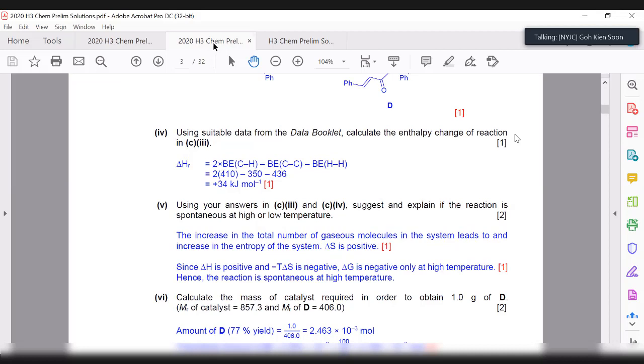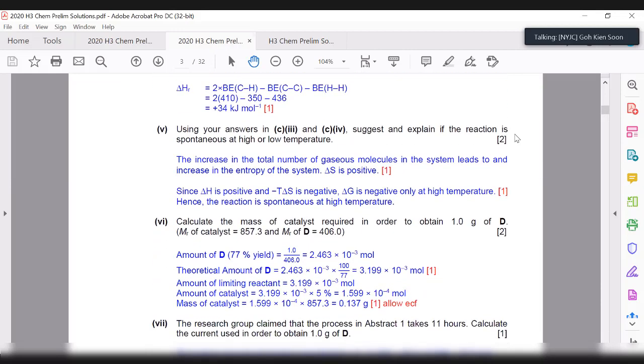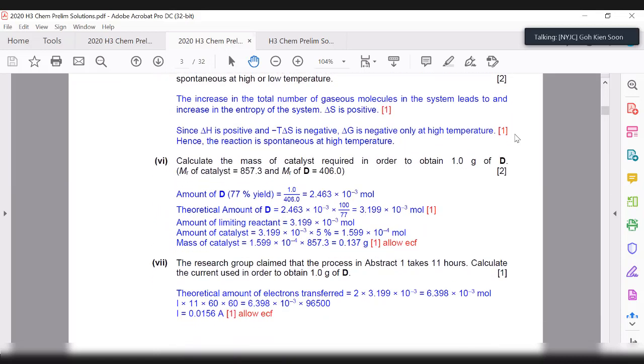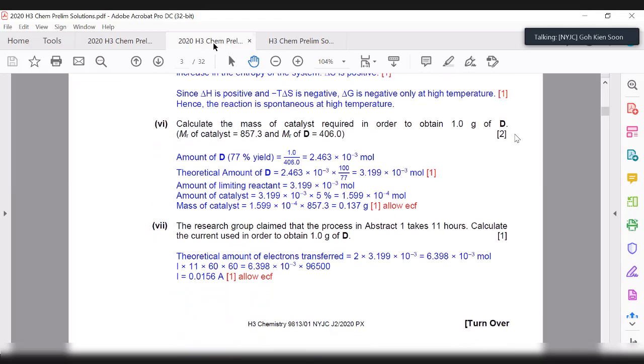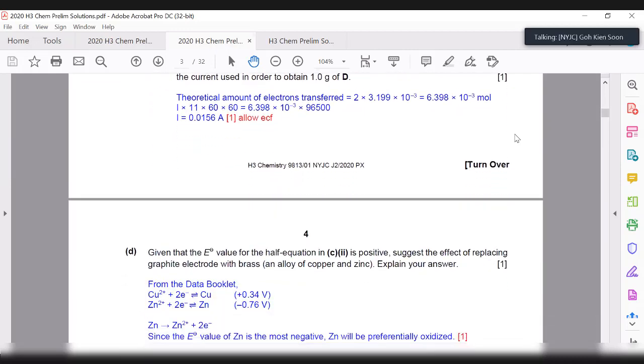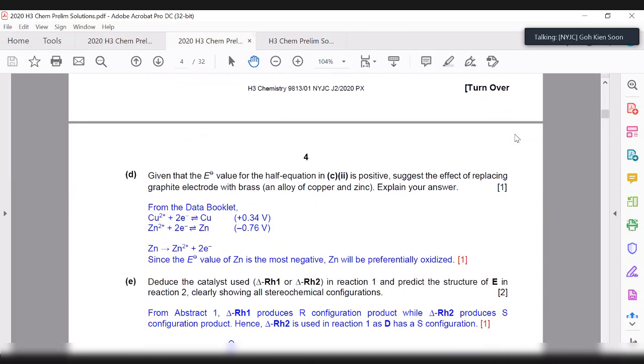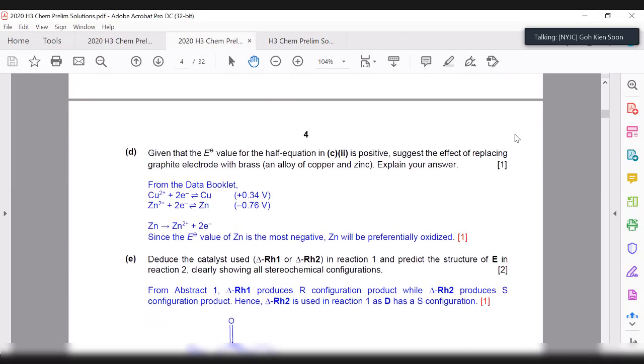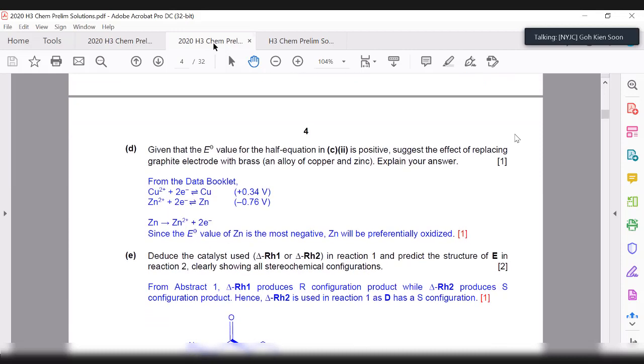I just tell them, predict whether the reaction is spontaneous and explain whether the reaction is spontaneous at high or low temperature. Okay, do some more calculation as usual, right? And it can also be linked to electrochem calculation, right? And I start changing the electrodes to something that is reactive and ask them what happens.